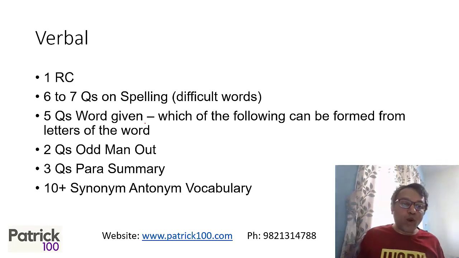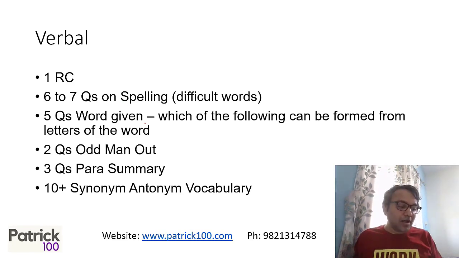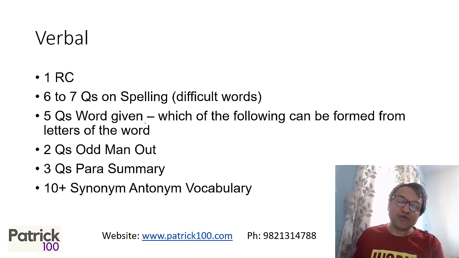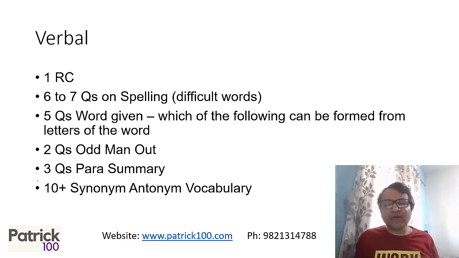Coming to verbal, there was one RC. Apart from that, there were around 6 to 7 questions on spelling. The big difficult spellings were given, and you had to see which is the right spelling. A lot of people found they didn't know the word itself, so finding the spelling was difficult, though I think you can still find the spelling without knowing the word. Then there were 5 questions where an easy word is given and you have to find which of the options could be formed using the letters of the word. Those were very easy questions.